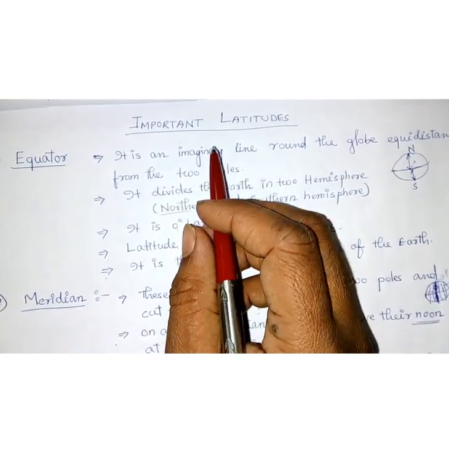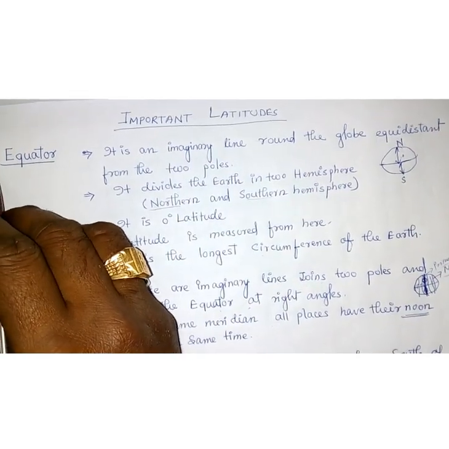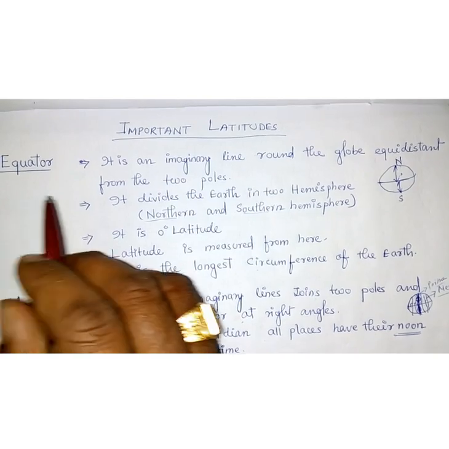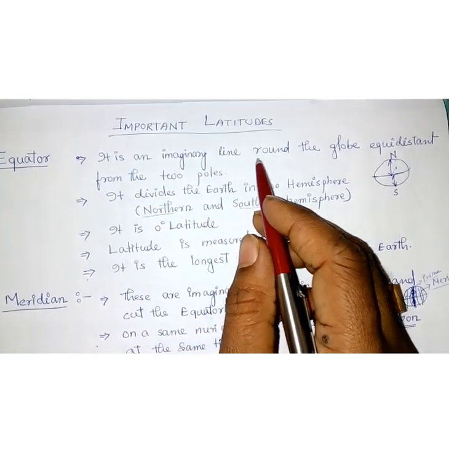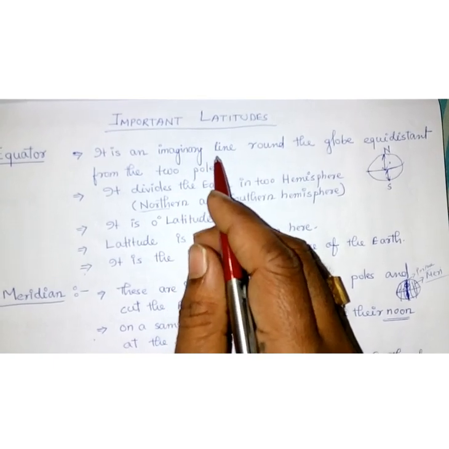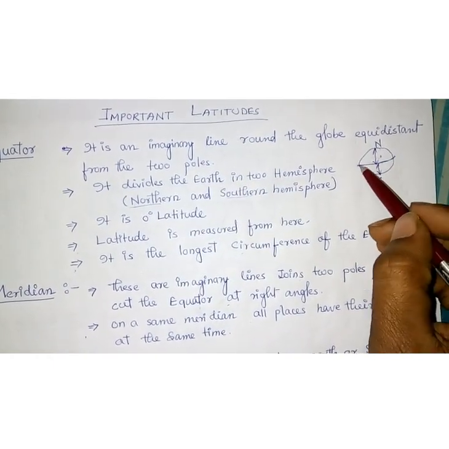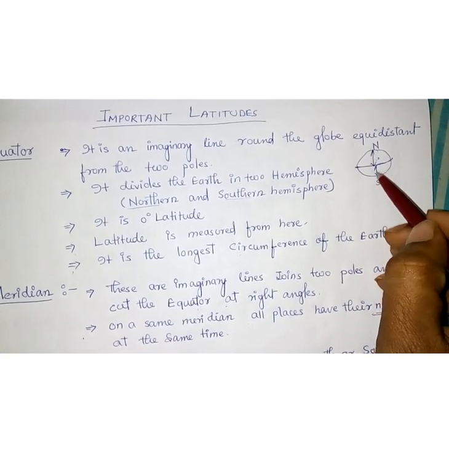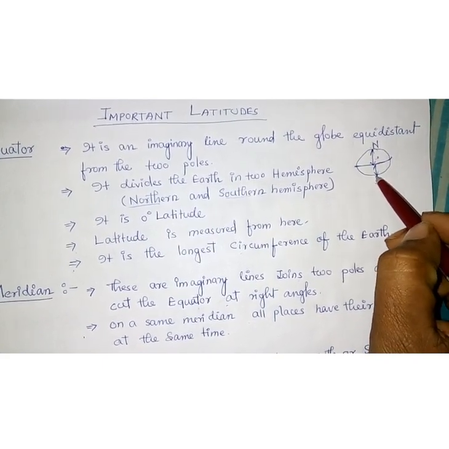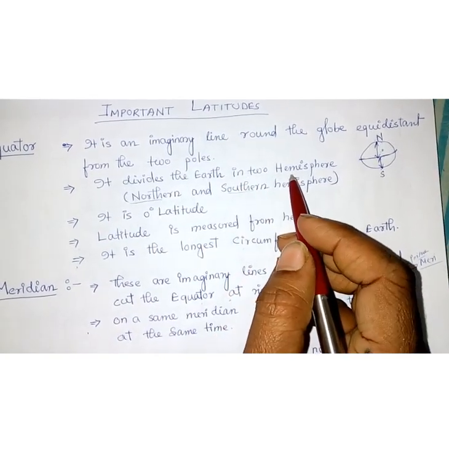Today we will learn about important latitudes of the earth. First latitude is the equator. What is actually the equator? It is an imaginary line round the globe, equidistant from the two poles, that is the North Pole and the South Pole.